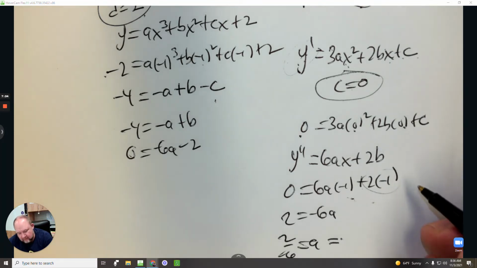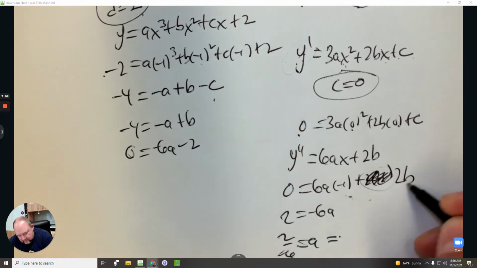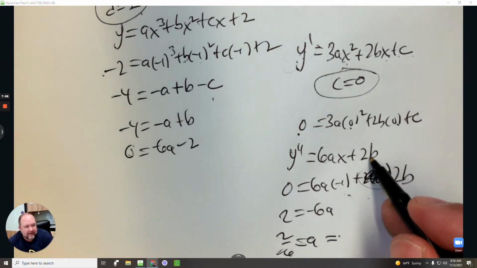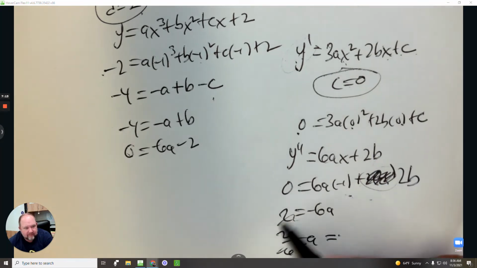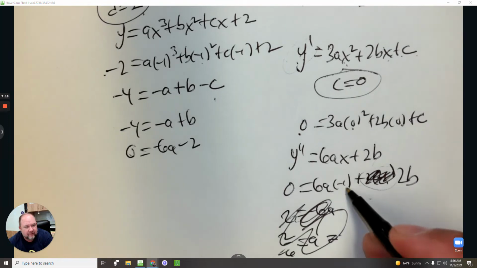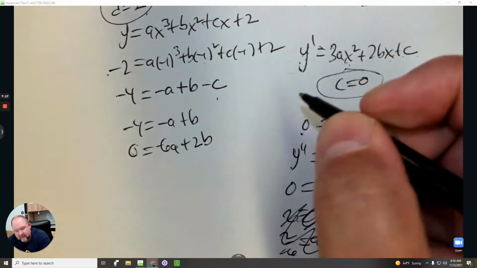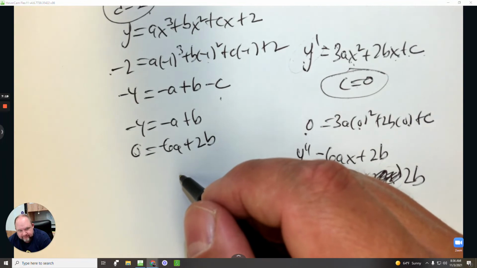I know what I did wrong. What I did wrong is I didn't have an x here, so I had no number to plug in for x. So I just have a b. So ignore this part. It's negative 6a plus 2b. And now this is what I solve.